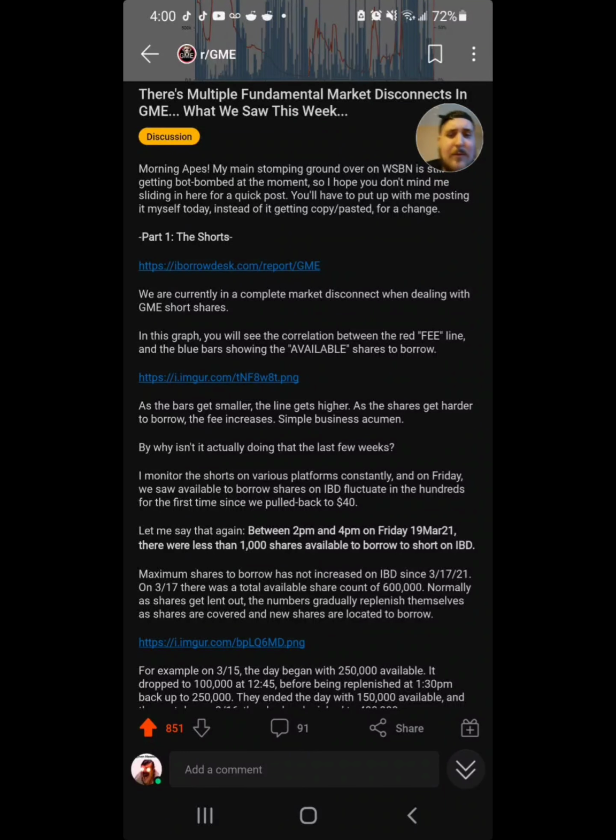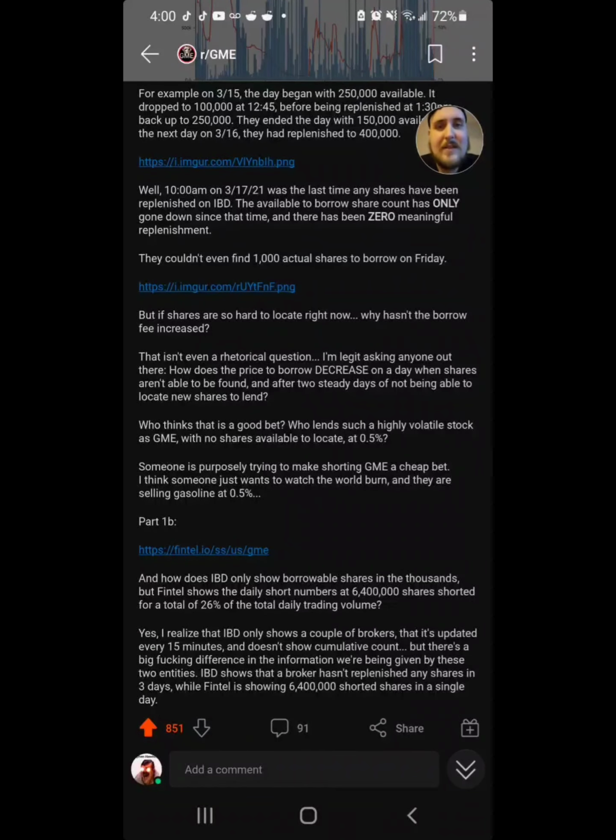So he goes on to say, maximum shares to borrow has not increased on iBorrowDesk since March 17th. On March 17th, there was a total available share count of 600,000. Normally, as shares get lent out, the numbers gradually replenish themselves as shares are covered and new shares are located to borrow. So what he's saying here is, for example, on March 15th, the day began with 250,000 shorts available. It dropped to 100,000 at 12:45 in the afternoon before being replenished at 1:30 back up to 250. They ended the day with 150 available. The next day on 3/16, they had replenished to 400,000.